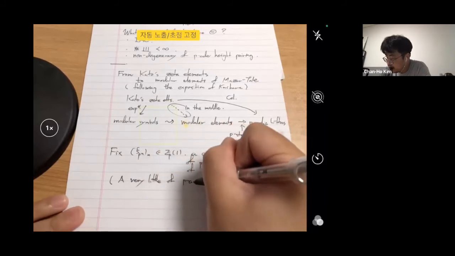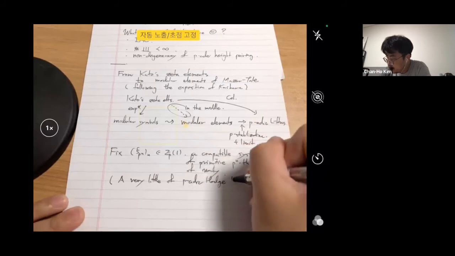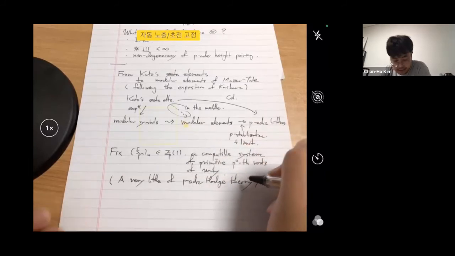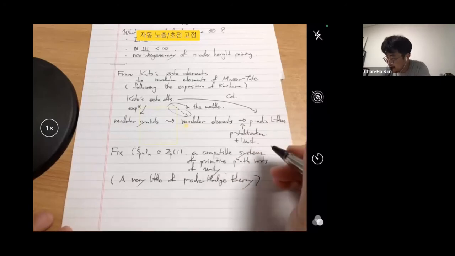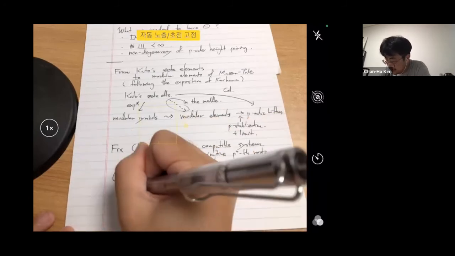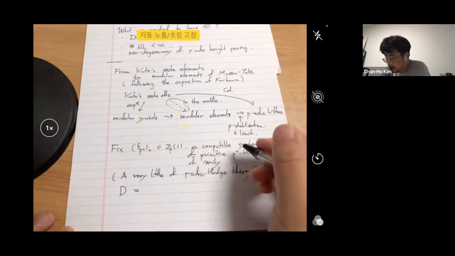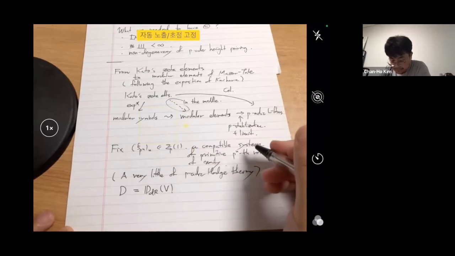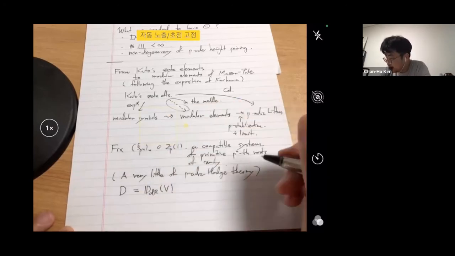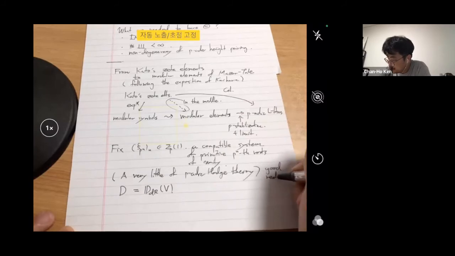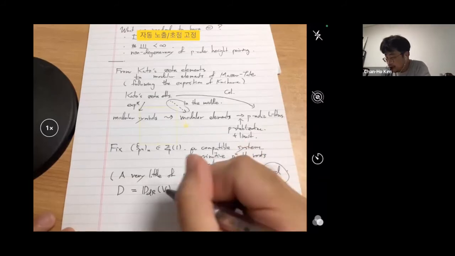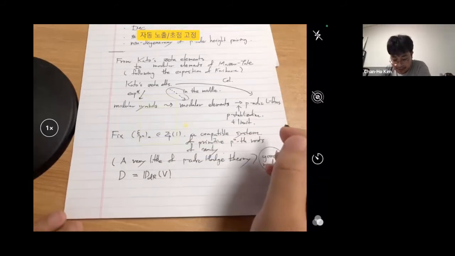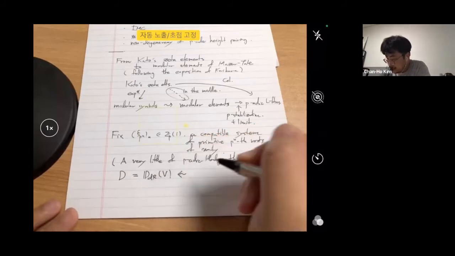Of periodic Hodge theory. So let me just write down like this. D is, if you know the periodic Hodge theory, it will be D_dR of V. And from now on, I will assume it has a good reduction.